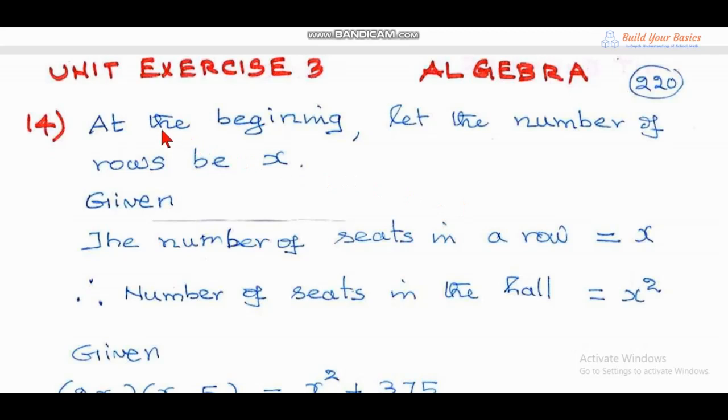Let us assume that at the beginning the number of rows is x. There are x rows. So the number of seats in each row is x, because it is given that the number of seats in a row equals the number of rows. How many seats in a row? x. How many rows? x.